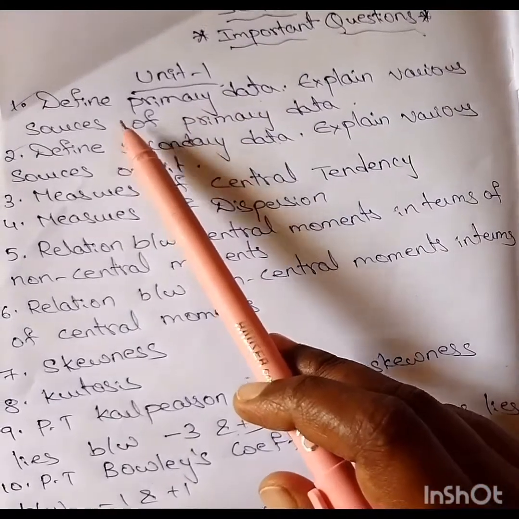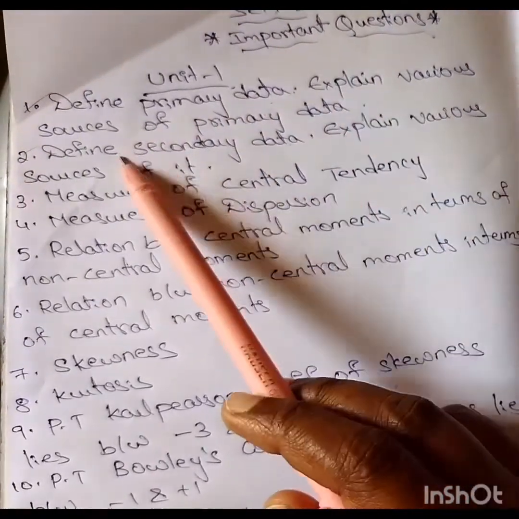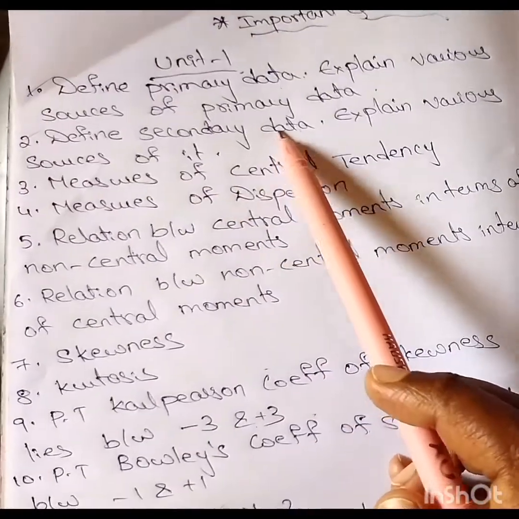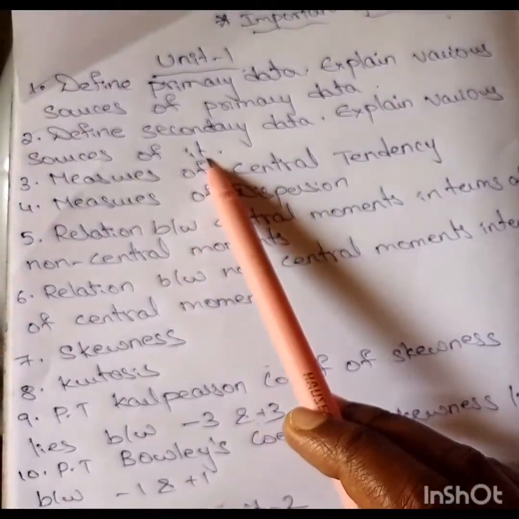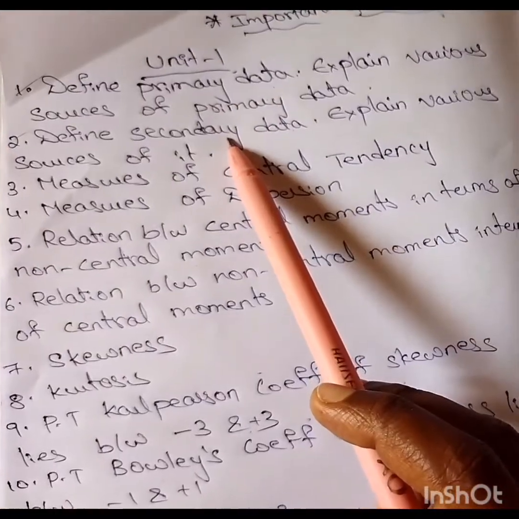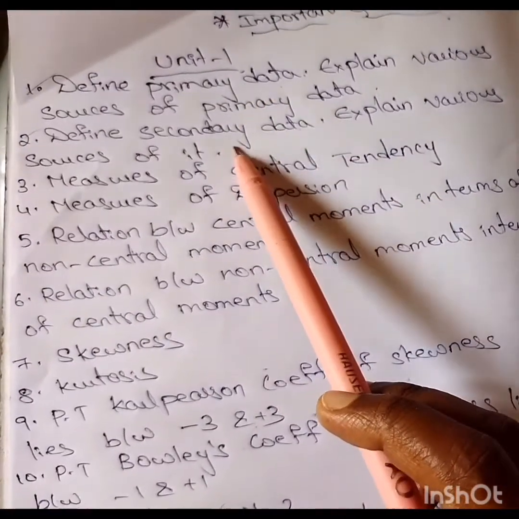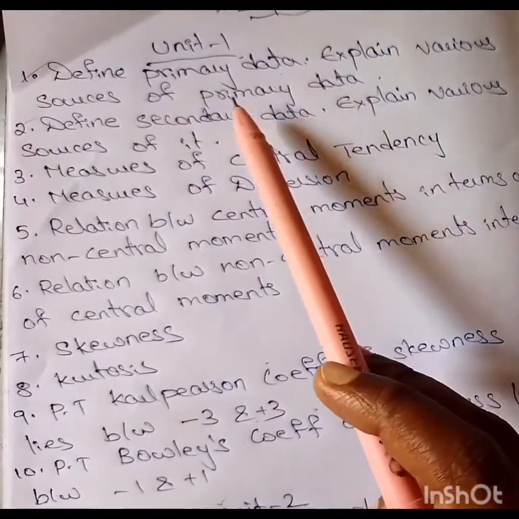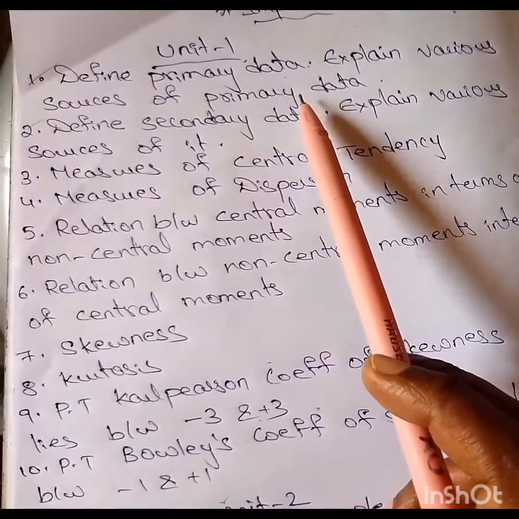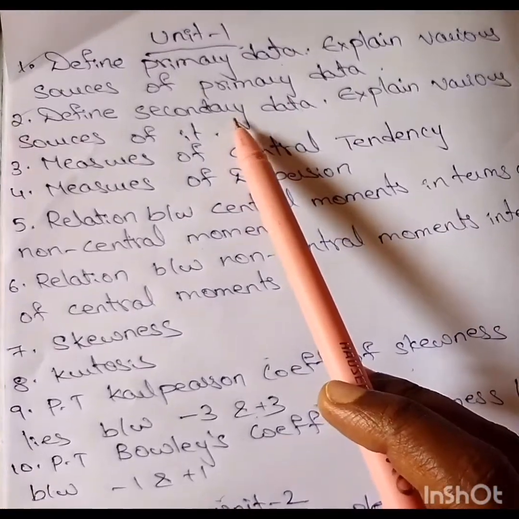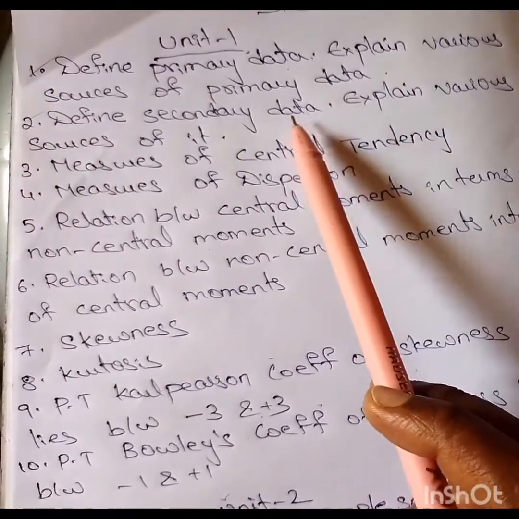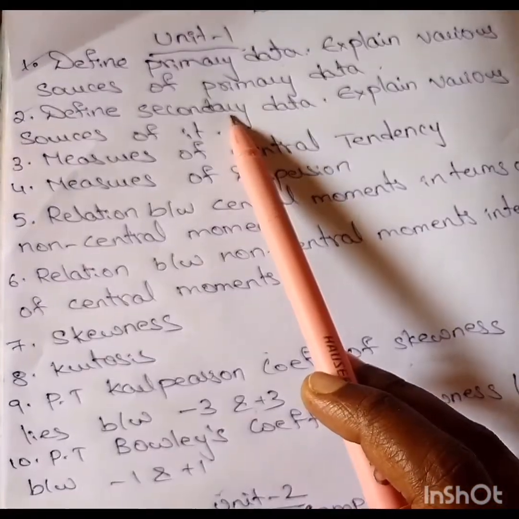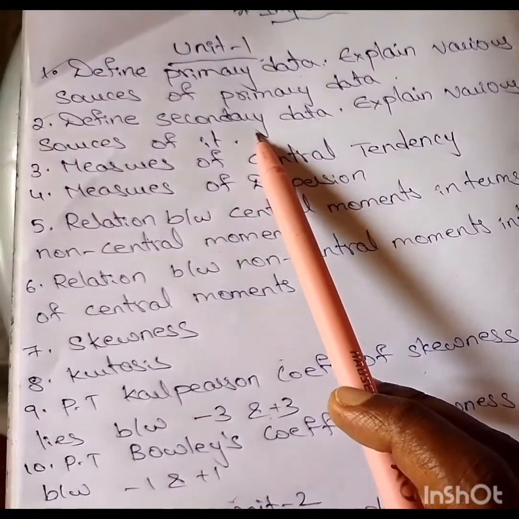So first one is define primary data, explain various sources of primary data. Second one, define secondary data, explain various sources of it. So these two questions you may get for long answer or short answer. If you are getting for long answer, you need to expand all the sources of primary data clearly, and same way secondary data sources also you need to expand clearly. While you are writing primary data and secondary data, don't forget to write an example.